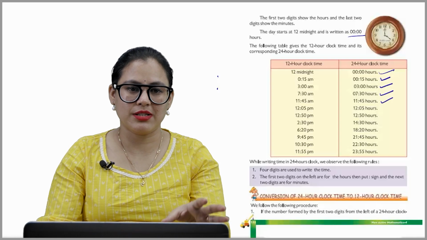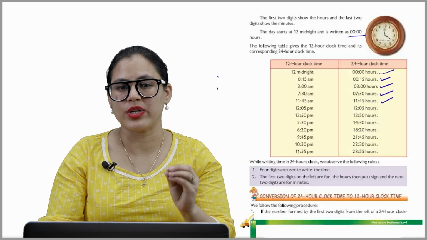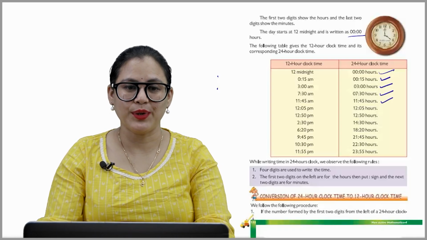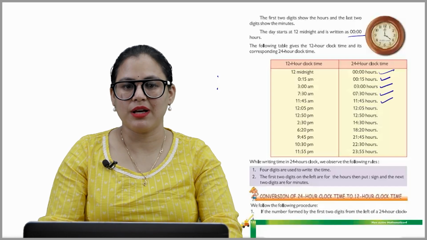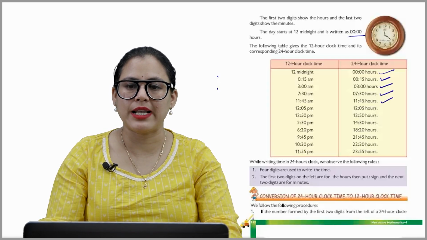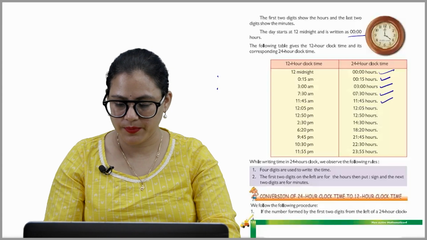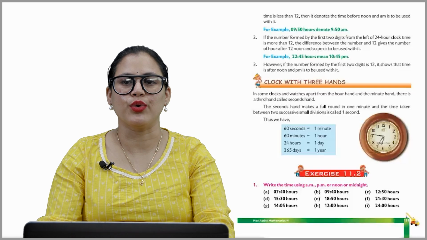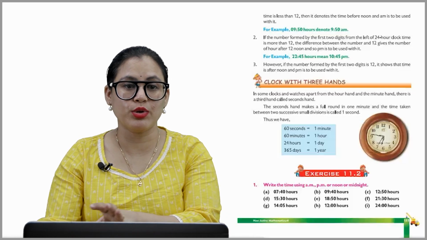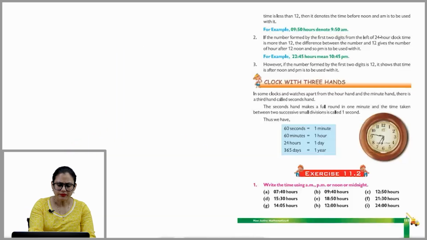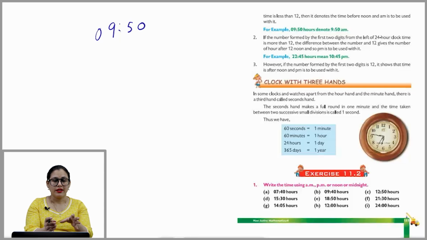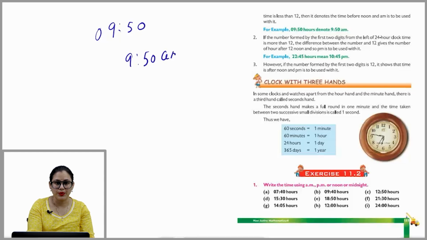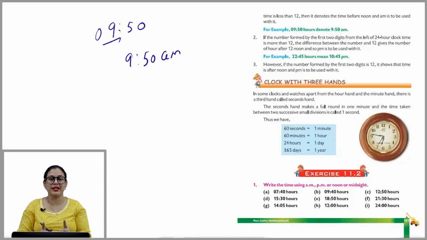Now let's learn the conversion of 24-hour clock time to 12-hour clock time. We follow the following procedure. If the number formed by the first 2 digits from the left of a 24-hour clock time is less than 12, then it denotes the time before noon, and AM is to be used with it. For example, you have this. There are 4 digits. This denotes 9:50 AM, because this number is less than 12.